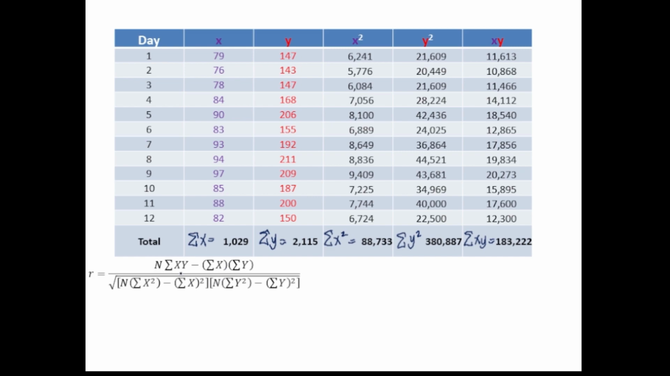Okay? Ready na po natin na i-substitute po dito. Remember, n is 12. And n po natin ay 12. Okay? So ito ay 12 times summation ng product ng x and y. Ito po yun. Ito ay 183,222 minus summation of x. Ito po siya. So 1,029 times summation ng y. So 2,115.